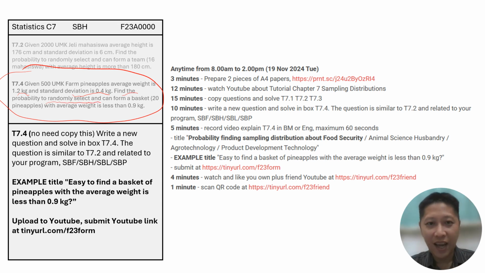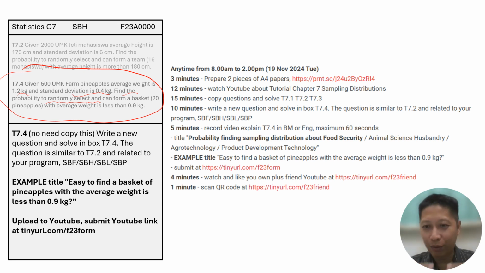I randomly select and form a basket. And inside that basket, which consists of 20 pineapples, the basket has an average weight of less than 0.9 kilograms. What would be the probability? I close my eyes, I randomly pick 20 pineapples from this and put them inside the basket. What is the chance that the average weight of this basket is low, just 0.9 kg or less? Using the same steps under 7.2, you can solve it.